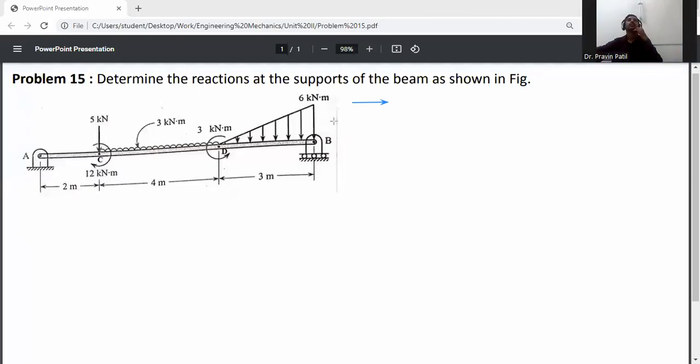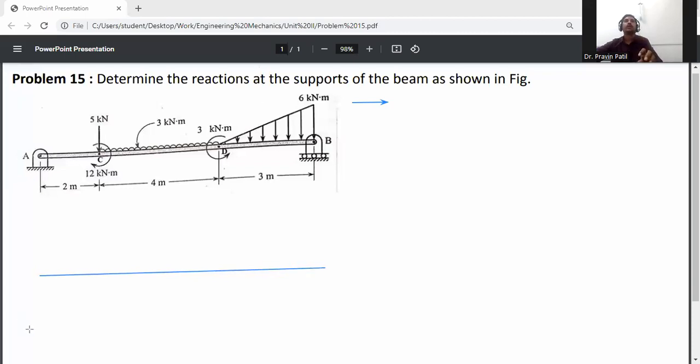Okay, so problem statement. Determine the reaction at the support of the beam as shown in figure. Beam AB is a simply supported beam. At A is a hinge support, at B is a roller support. So first of all, draw the free body diagram of beam AB.